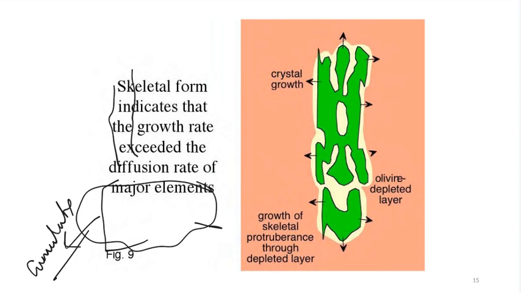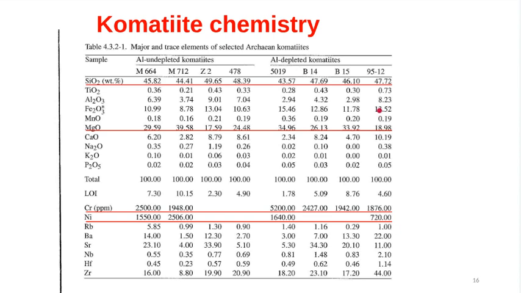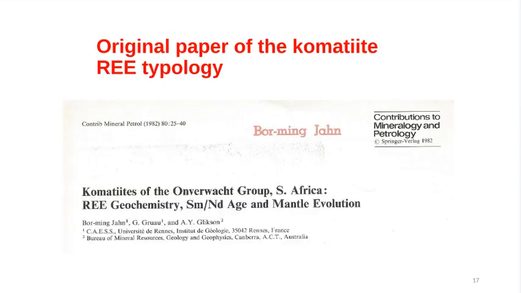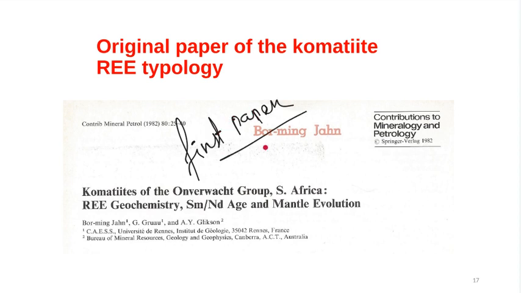Okay, this is not important. This is the chemistry of komatiite. You can see, go to the slides. This is regarding komatiite. First paper, first reported. Okay, reported in the Onverwacht group of the Barberton area. Okay, Barberton Greenstone belt. This is the first paper regarding komatiite, published.